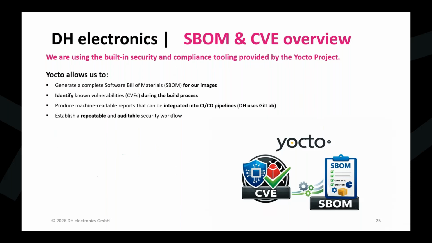But now let's take a closer look at the software bill of materials and the CVE check. I'd like to mention in advance that we use the built-in tooling provided by the Yocto project. Therefore, let's start by looking at what Yocto provides us. First of all, SBOM generation for our image. Second, it identifies known vulnerabilities. It produces machine-readable reports that can be integrated into build pipelines, and a repeatable and auditable security workflow.